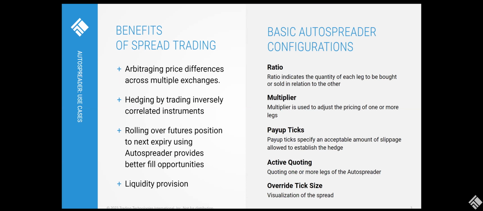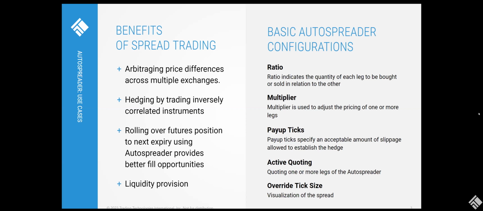Next is going to be the multiplier. We'll certainly get into both ratio and multiplier during this, but it's just good to touch on here. So the multiplier is going to be how we are going to adjust the price of 1 or more of the legs. Pay upticks is going to, as it states here, add the acceptable amount of slippage for a hedge leg.